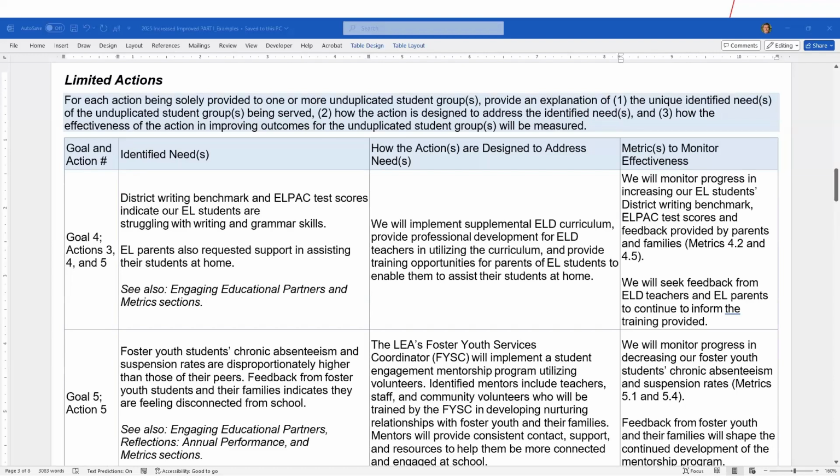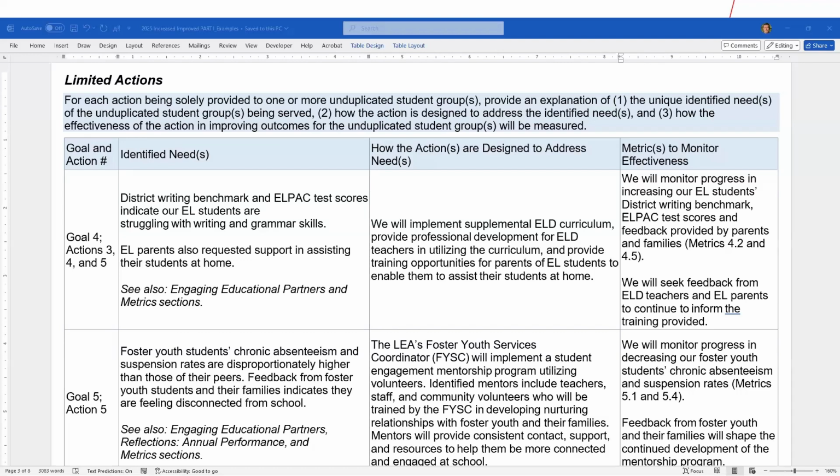Okay, so limited actions. Remember, as Josh explained, a limited action is an action that is only being provided to one or more unduplicated student groups. So if you have a limited action, the services are either being provided to low-income students only, EL students only, which does include LTELs, LTELs are ELs, or foster youth students. You can provide limited actions to low-income, English learner, and foster youth students, right? But again, it means that the services are only being provided to students who fall into those 3 student groups, okay? So in this example, goal 4, actions 3, 4, and 5.